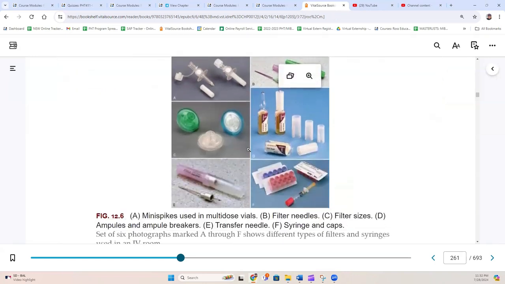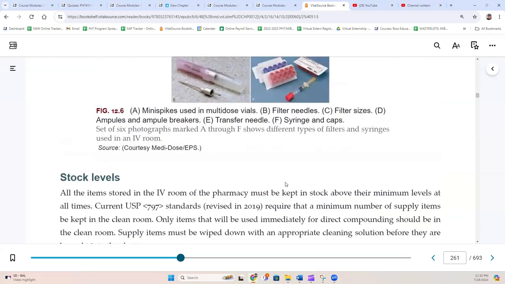So we have different types: A, which is mini spikes used in multi-dose vials; B, filter needles; C, filter sizes; D, ampules and ampule breakers; E, transfer needles; and F, syringes and caps.